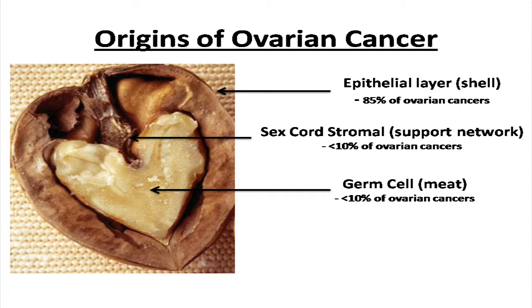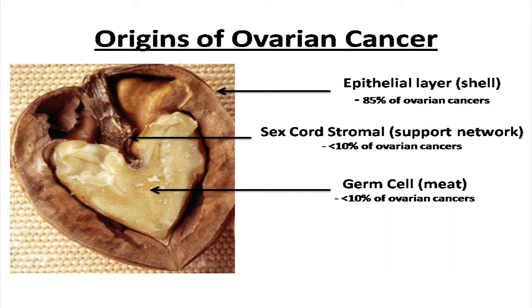Pictured here is a picture of a walnut, which I'm using as an illustration to symbolize the ovary, and what I'm about to describe is where ovarian cancer derives from. The epithelial layer of the ovary is similar to the shell of the walnut, and this gives rise to over 85% of all ovarian cancers. There is a support structure within each walnut that supports the actual meat of the nut, and that is similar to what's inside the ovary, referred to as the stroma.